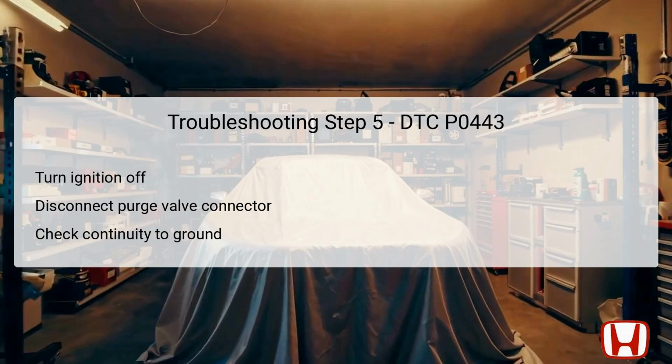With the connector disengaged, check for continuity between terminal number 2 of the purge valve connector and the vehicle body ground. Continuity means there is a complete electrical path. Lack of it could imply an issue within the wiring or the valve itself. This procedure helps isolate the failure point within the circuit, laying the groundwork for effective resolution of the DTC.